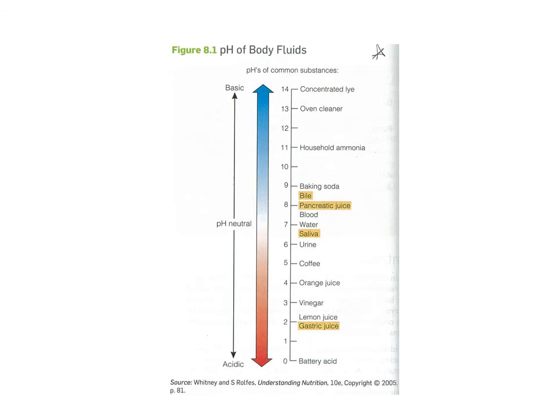Here you can see the scale, and on one end of the spectrum we have battery acid, and on the other end of the scale we have concentrated lye. Water you can see is neutral, whereas saliva is slightly acidic. Gastric juices are quite acidic, and then you'll see that bile and pancreatic juices are slightly basic.